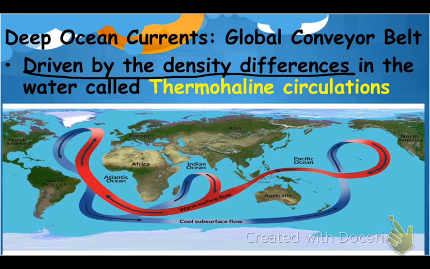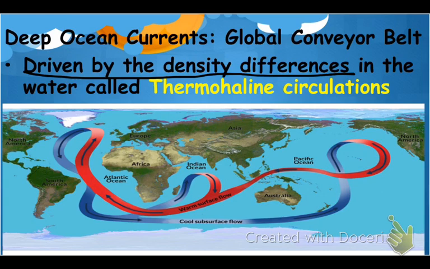So at the poles, you have really, really cold, dense water. It's extra salty because as all these ice caps freeze and form, it leaves the salt behind. So your polar water is extremely dense because it's very, very salty and it's very, very cold. And so that polar water sinks with great force, which then drives the equator water to move up and take its place. And so that is kind of what drives this conveyor belt.